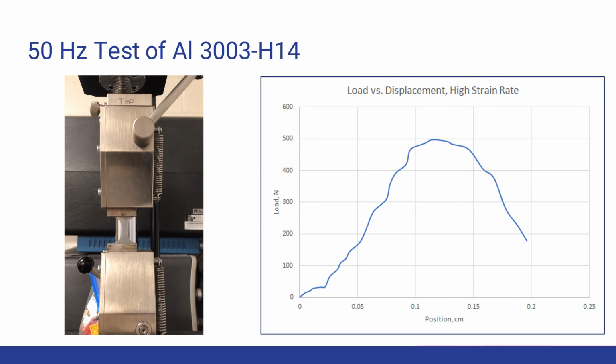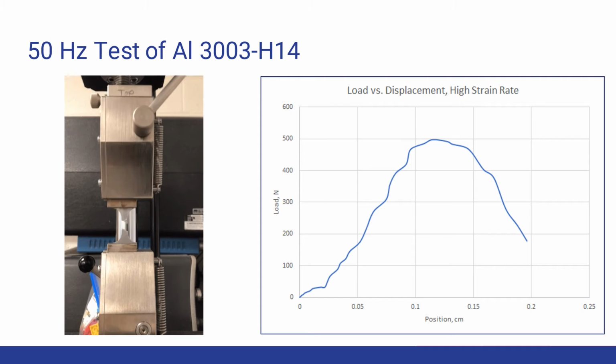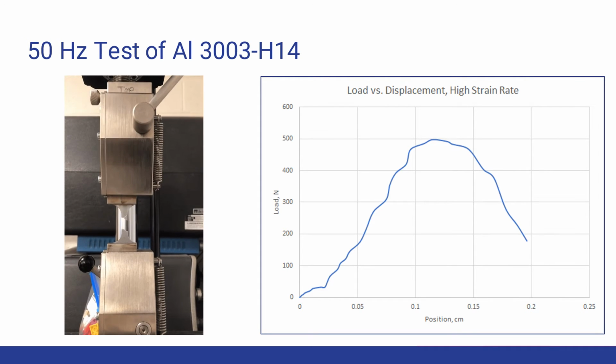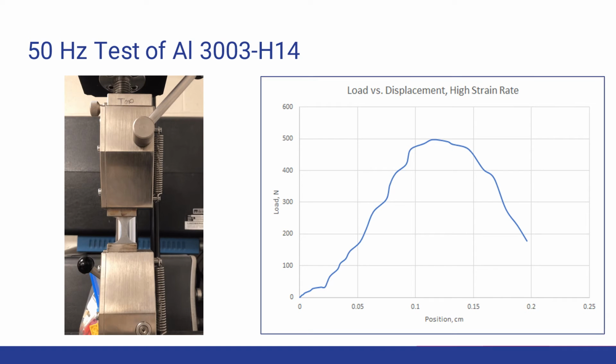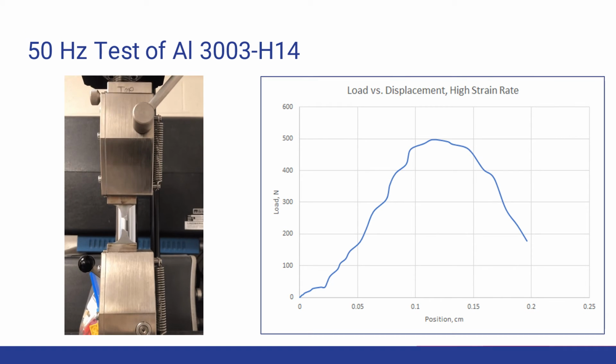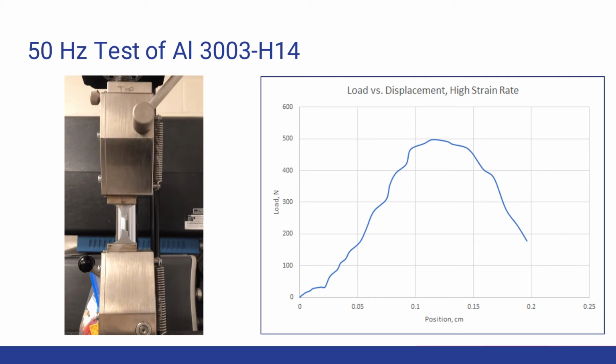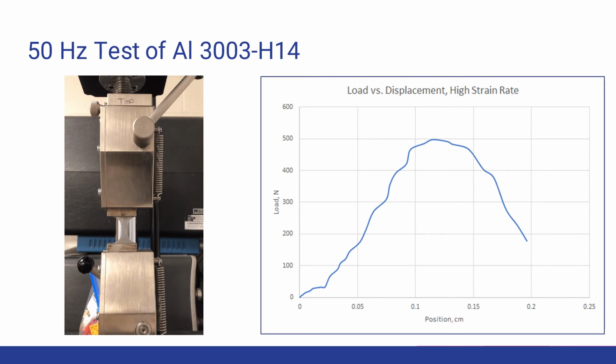As mentioned previously, we're doing these different tests at different strain rates. So here is a 50 Hertz test of aluminum 3003-H14. On the left is a picture of the test happening, and on the right is the load versus displacement graph that was given via the machine. We got a little bit of a higher strength value than what is reported for the low strain rate tests, basically the static tests, and we did see an increase in brittleness in these tests.